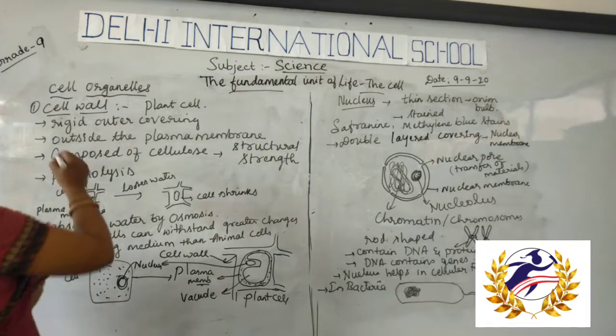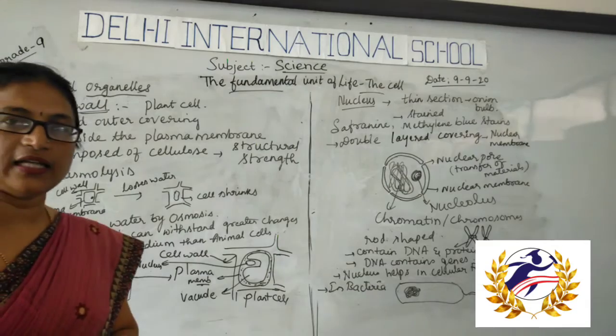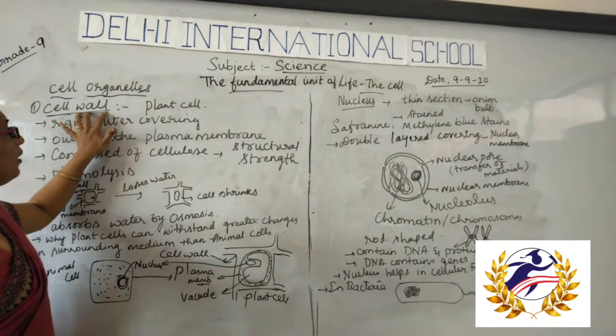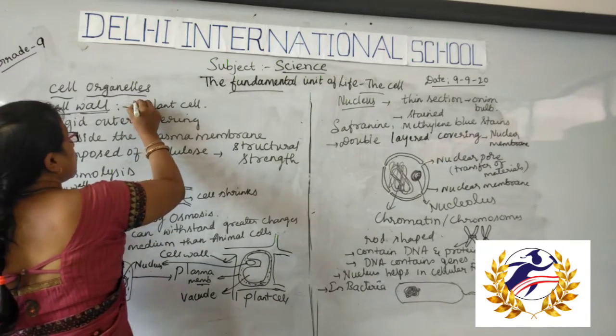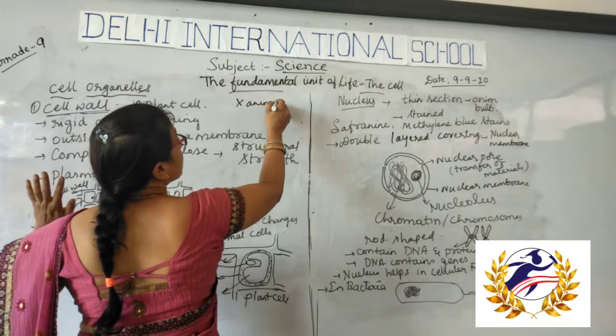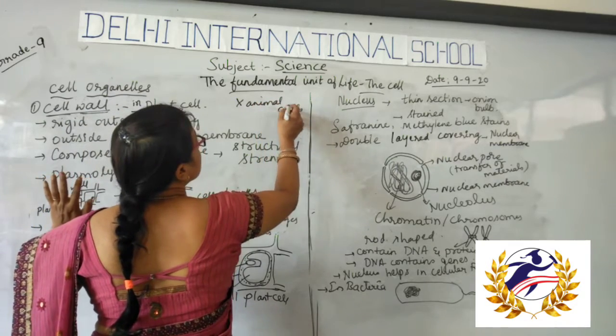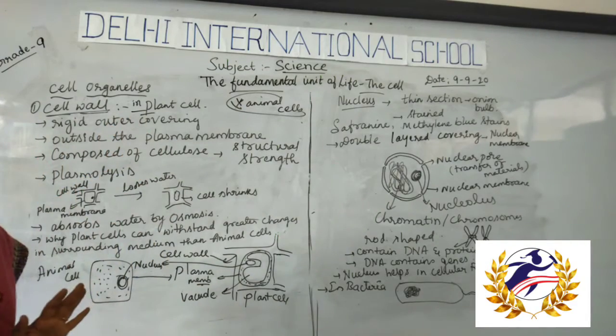First we will see the first cell organelle, which is the cell wall. The cell wall is present only in the plant cell, not in the animal cell.